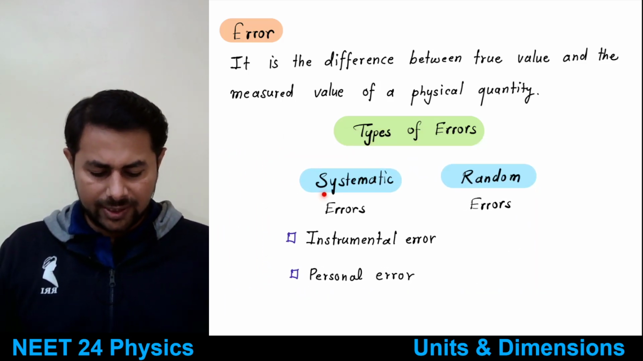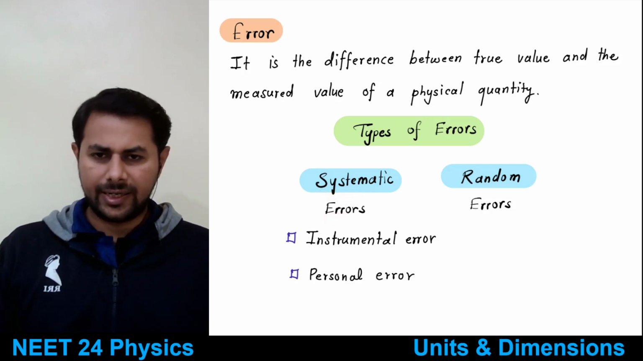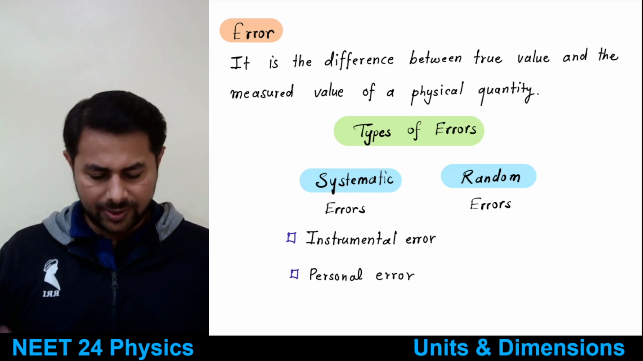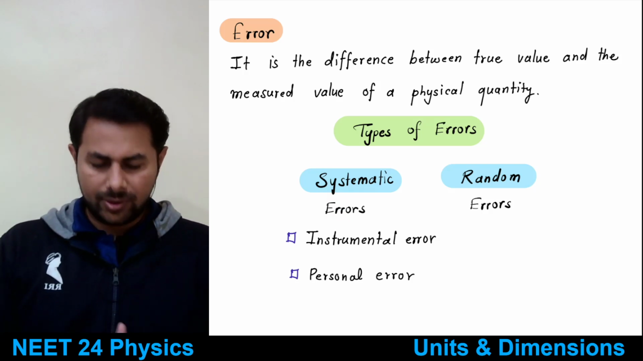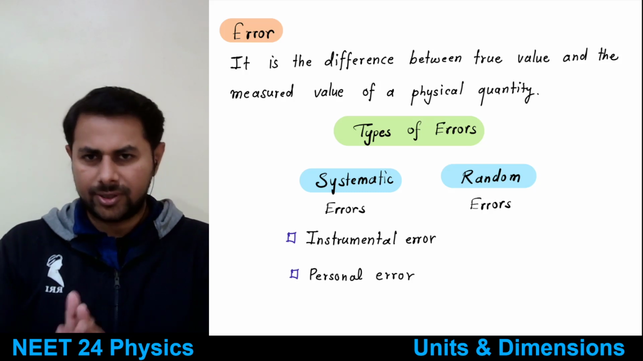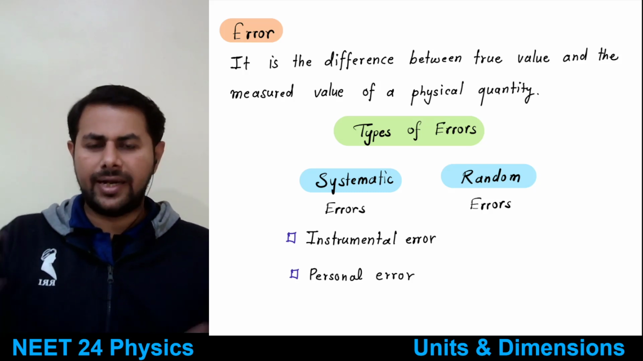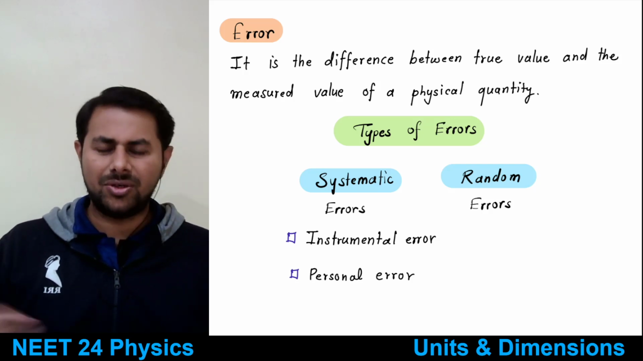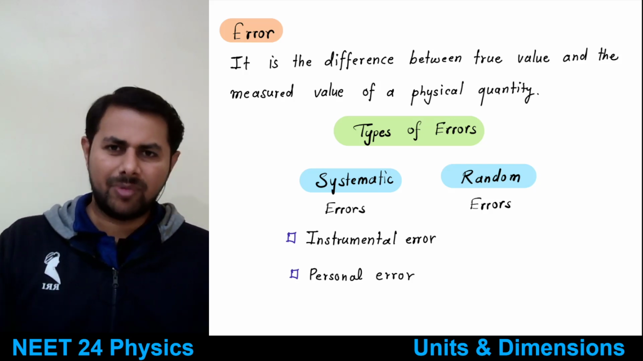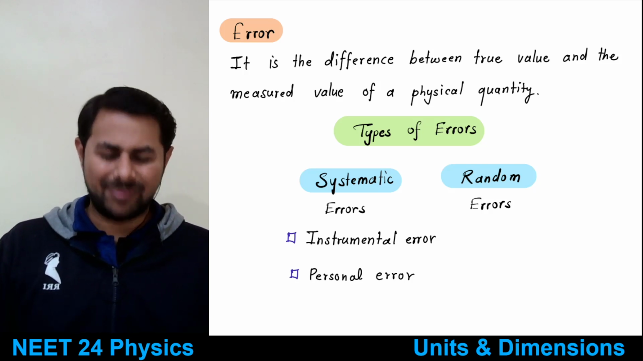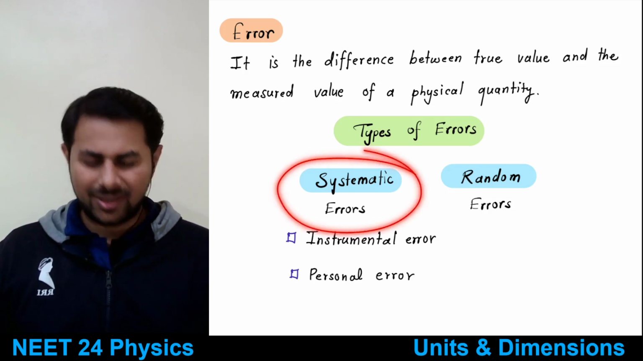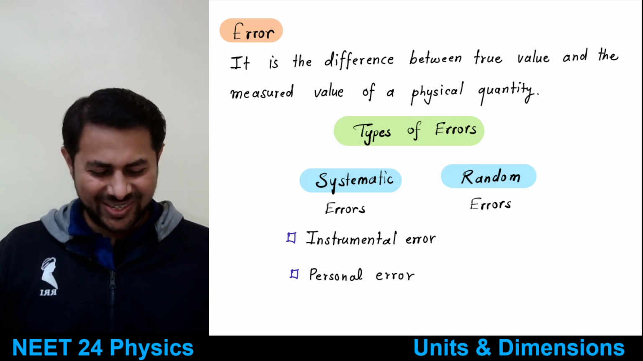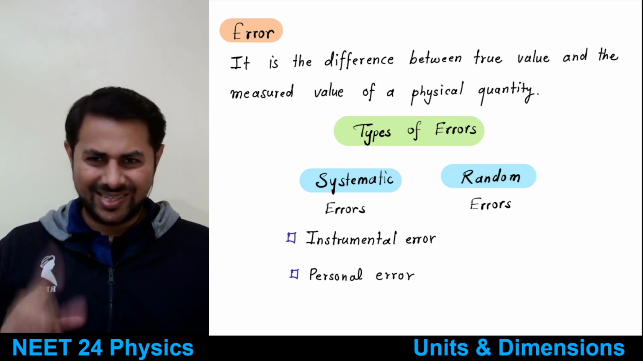So what are systematic errors? The errors that take place in the same direction always are known as systematic errors. What does it mean? If it is positive the first time, in the second measurement also it will be positive, in the third measurement also it will be positive. It will keep on coming positive in all measurements. That kind of error is known as systematic error. You are making the error systematically.